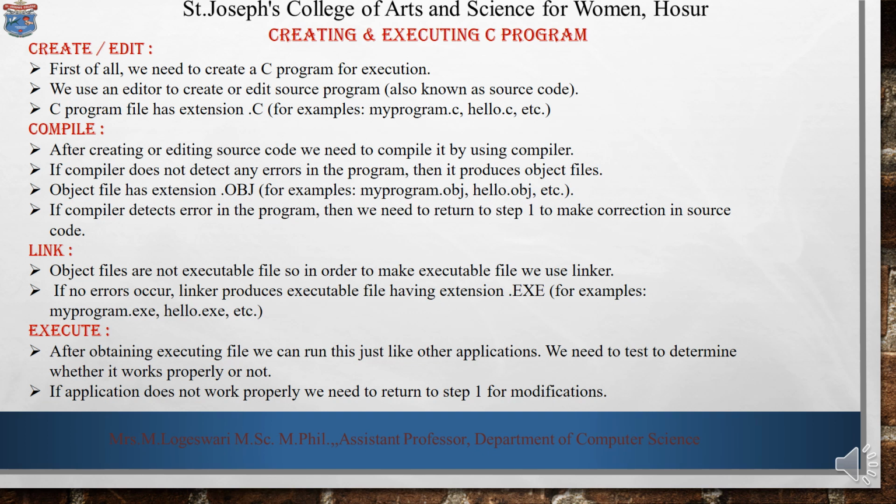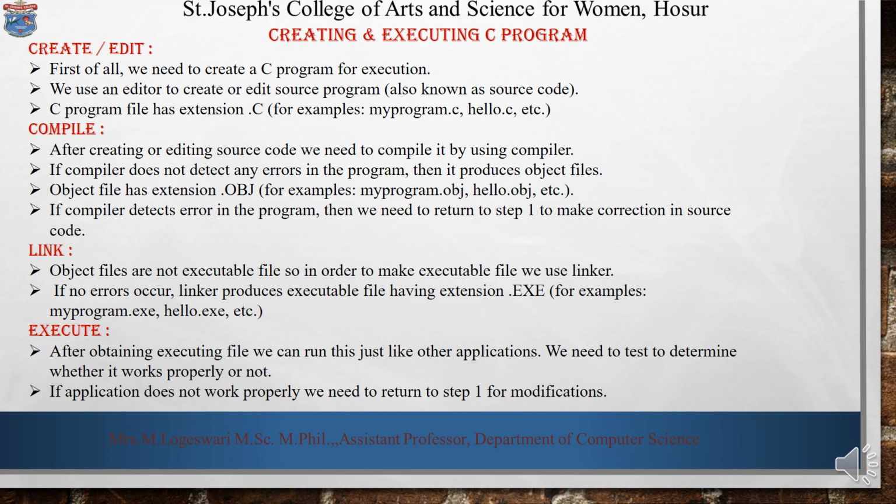Okay, creating and executing the C program. So next question, creating and executing a C program. How to create or execute the program, we will see. First of all, we need to create a C program for execution, after editing your source code. So what is meant by source code? The set of instructions, set of statements, that is called the source code.